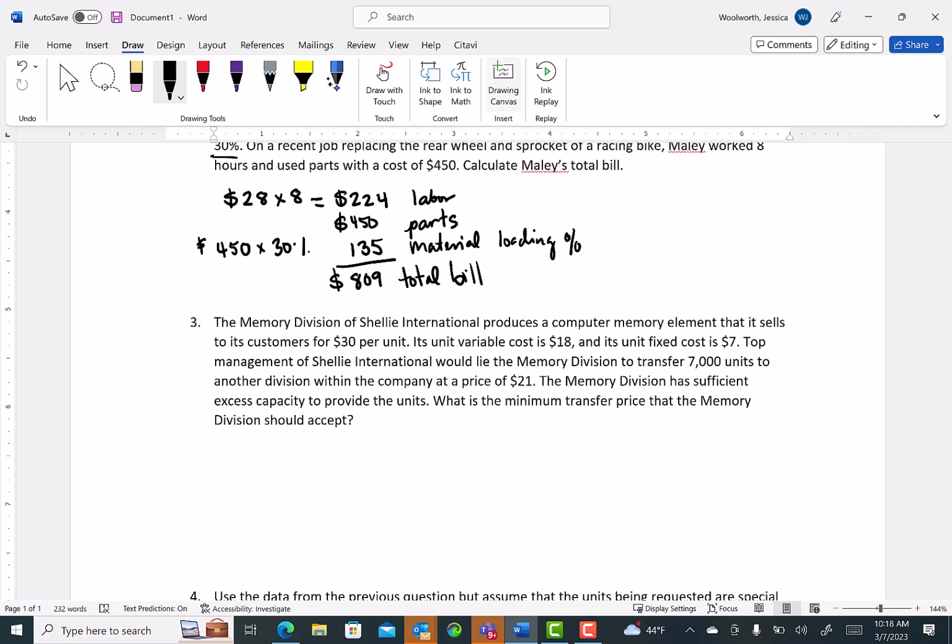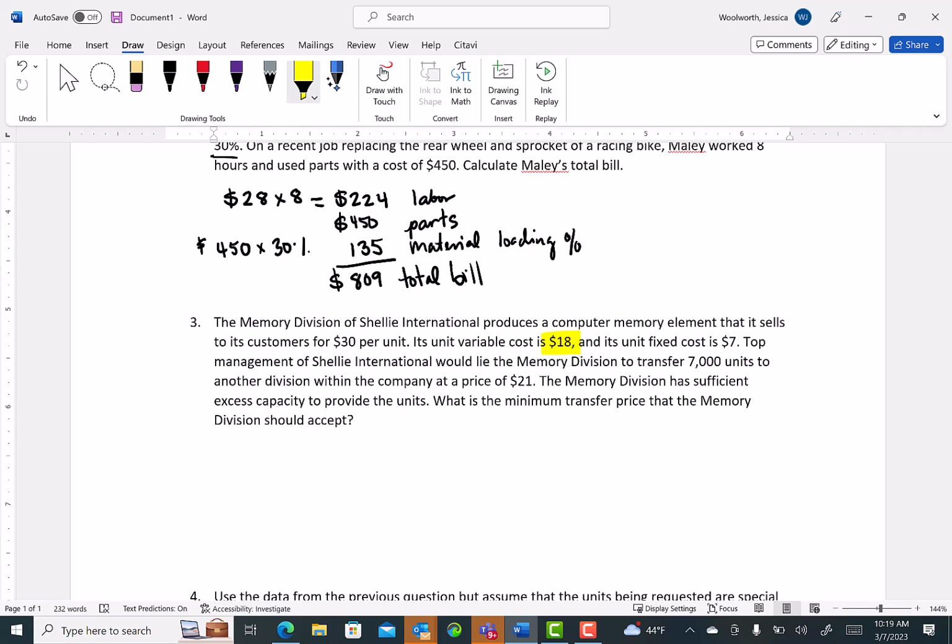Okay, so it's going to cost us $18 to make this product. So we know that we don't want to go any lower than the $18 that it's going to cost us, because that's the variable cost that we're going to need. Now, this unit fixed cost is $7, but a fixed cost we're not going to take into consideration here because it's fixed. It's a sunk cost. We aren't going to take that into calculation right now.